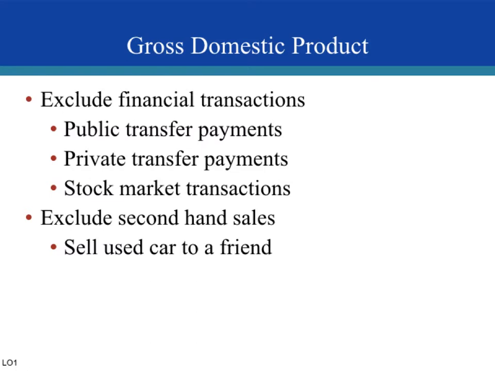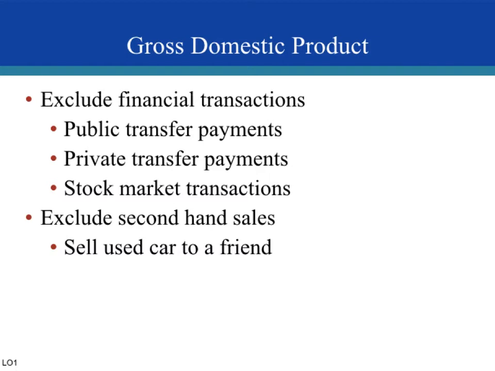Also, any Christmas money that someone might have given you, or any type of allowance money your parents might have given you, or you might have given your children. That's private transfer payments. Again, that's a transfer of income from one person to another. It's not actually producing a good or providing a service. And it also excludes secondhand sales. So if you're selling your used stuff, that also is not included in GDP.